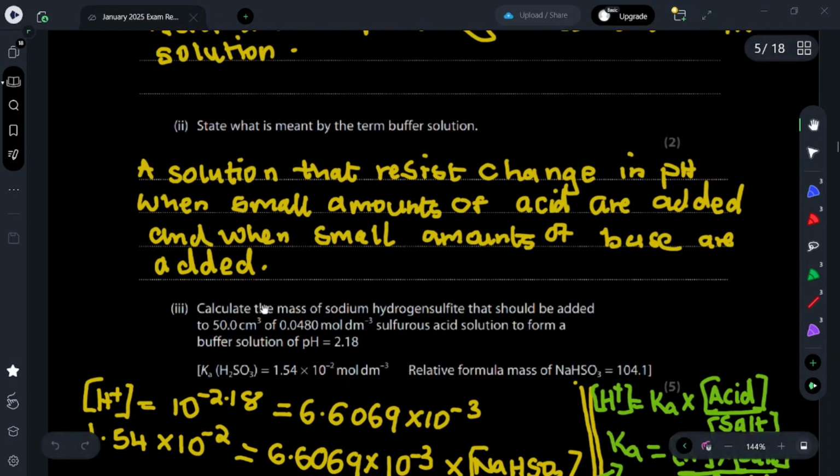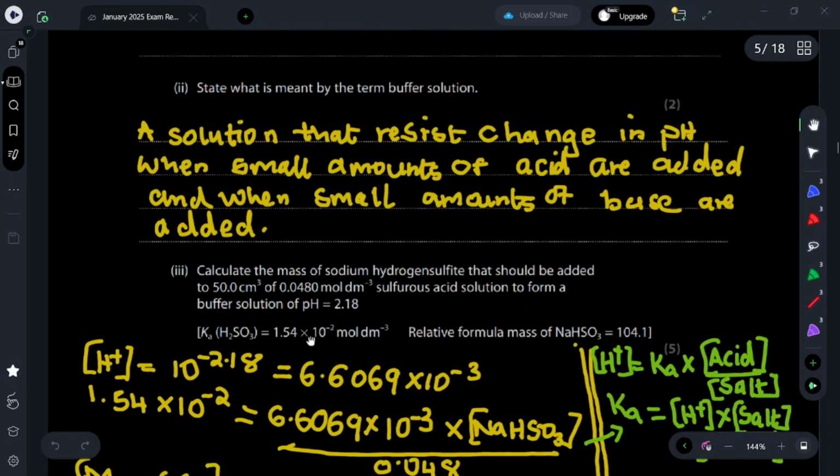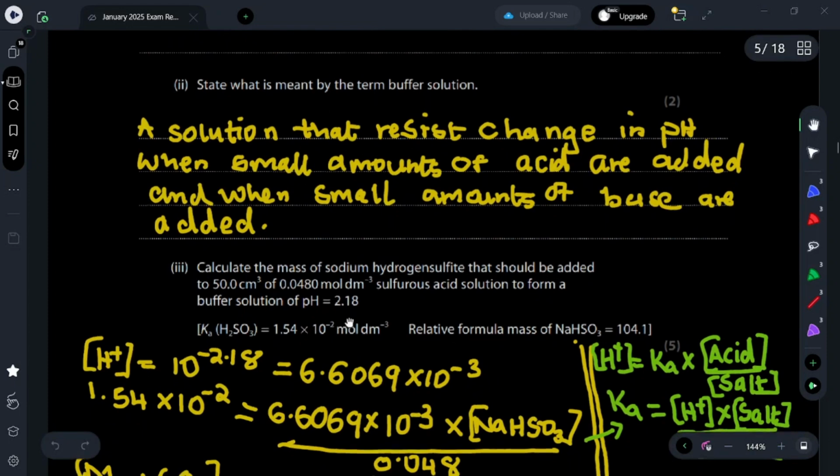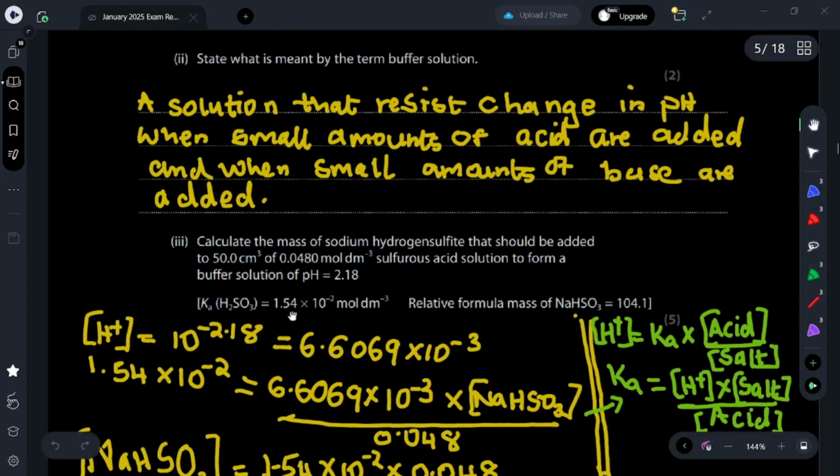Part 3 of the question: we are going to calculate the mass of sodium hydrogen sulfate that should be added to 50 cm³ of 0.0480 mol per dm³ sulfurous acid solution to form a buffer solution of pH 2.18. We have the Ka of the sulfurous acid given as 1.54 × 10⁻² mol per dm³, and the relative formula mass of the sodium hydrogen sulfate given as 104.1. How do we go about this question?